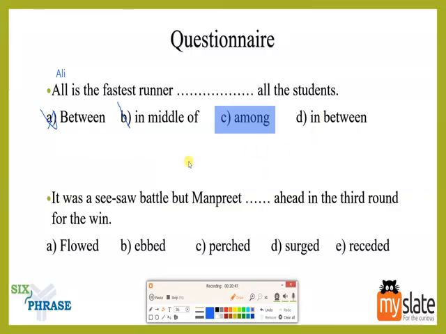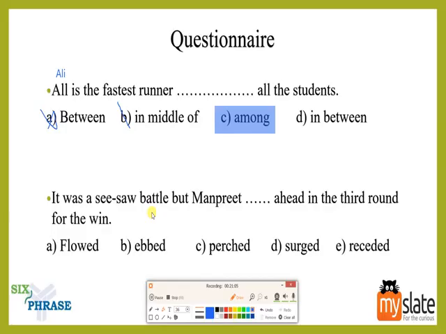Okay. The next question. It was a seesaw battle. What do you mean by a seesaw battle? You guys would have seen Fast and Furious, right? In Fast and Furious, whenever those guys are racing, one guy will go ahead and then the other guy will go ahead and then the other guy, and it will go on and on, right? So that is a seesaw battle.